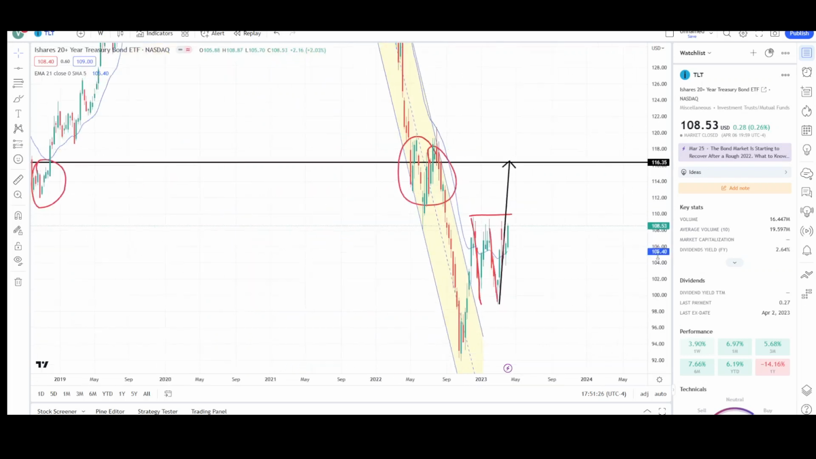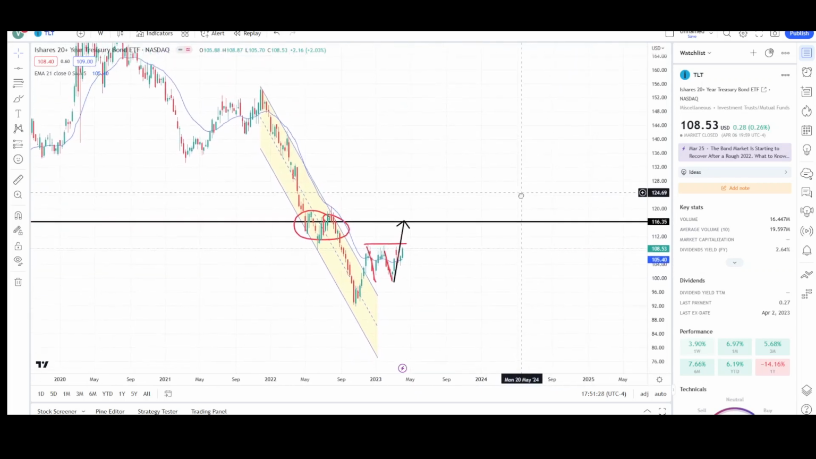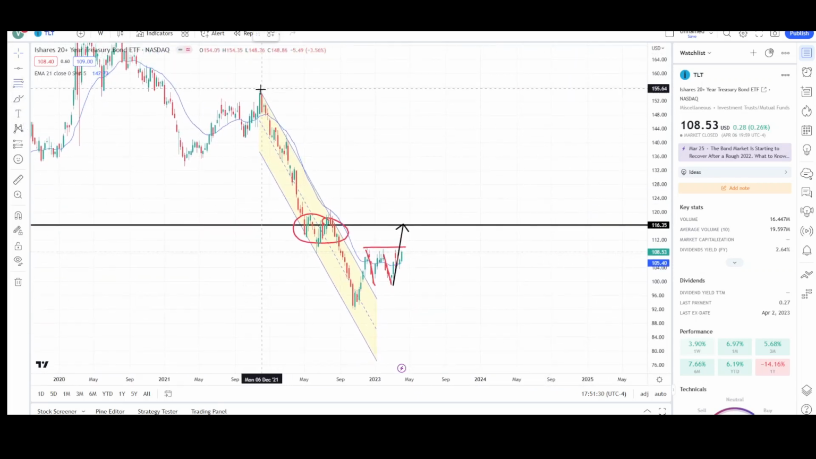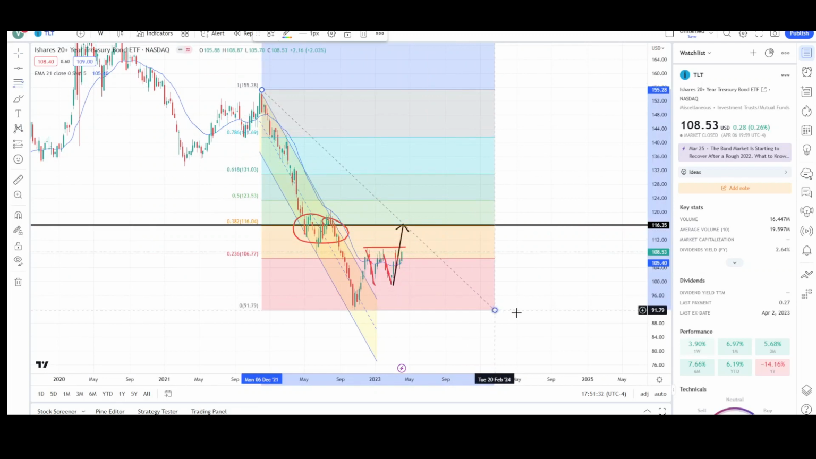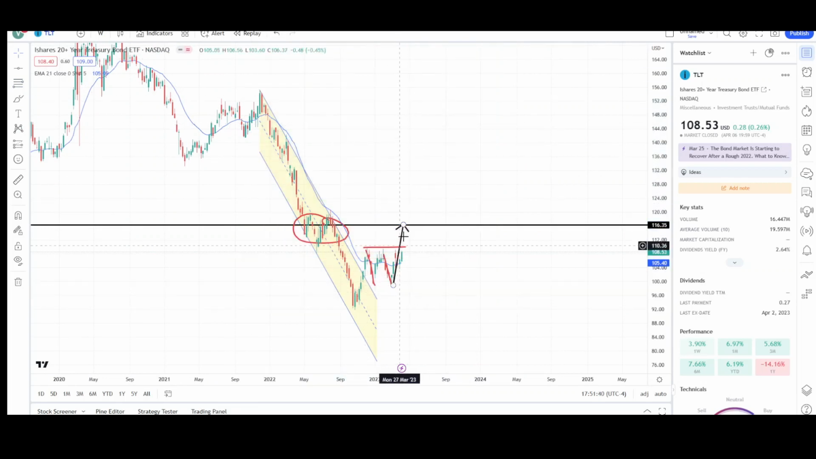And obviously, if we do a fib retracement from this downtrend right about here to the lows, you can see that the measurement target also coincides with the 382 level. So there's some confluence right there and some more confidence for traders to be looking for higher price targets.